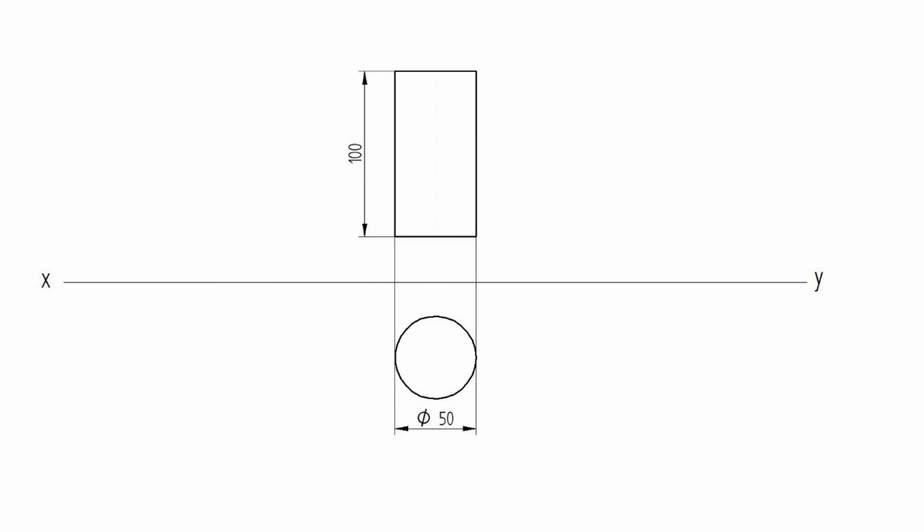Draw a projector line from the center point of the top view to the front view to mark the axis. The axis is drawn as a chain line. Mark the height of the front view.